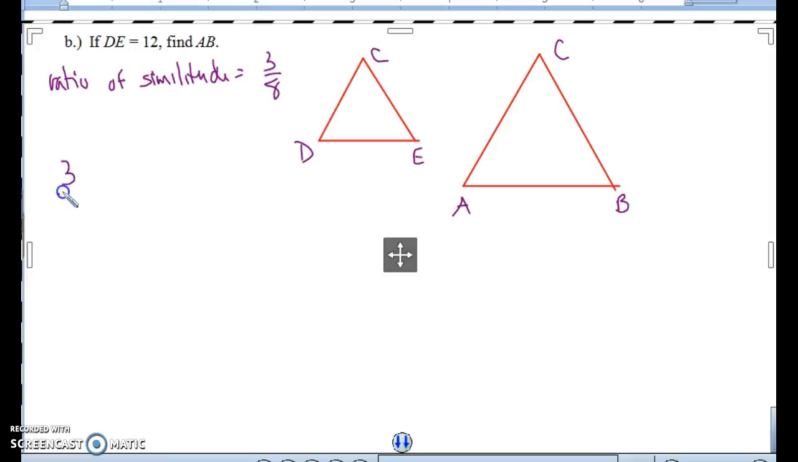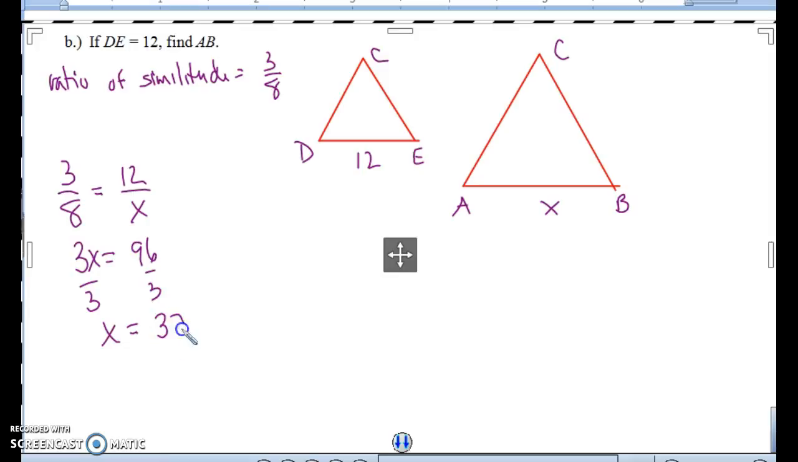So if we set up a proportion, 3 is to 8, smaller triangle to larger triangle, DE is 12 and AB is x. 3 is to 8 as 12 is to x. Cross multiply, 3x is equal to 96, and divide by 3, and x is equal to 32. So that means that AB is 32. If you multiply 12 times 8/3, it should give you 32. So this side will be 32.